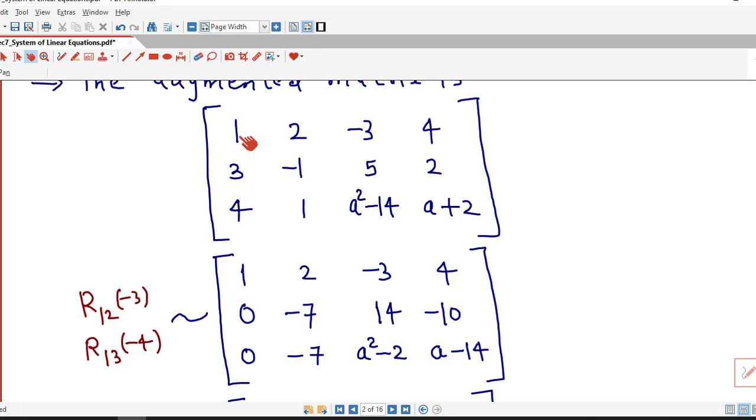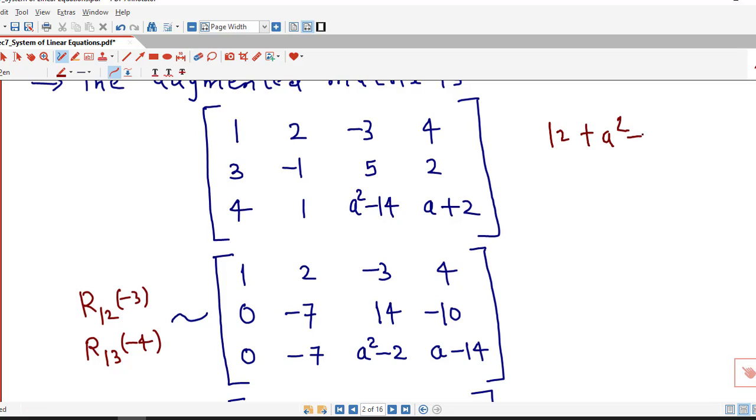Now we multiply the first row by minus 4 and add to the third row. So here minus 4 plus 4 is 0. 2 into minus 4 is minus 8, and plus 1 gives minus 7. Minus 3 into minus 4 is 12, plus a square minus 14, which is a square minus 2.